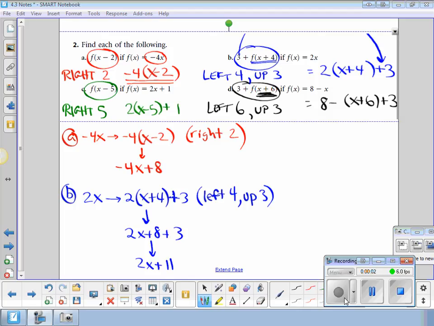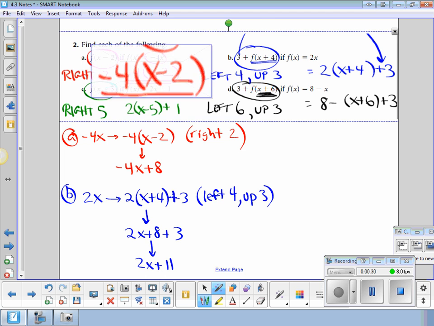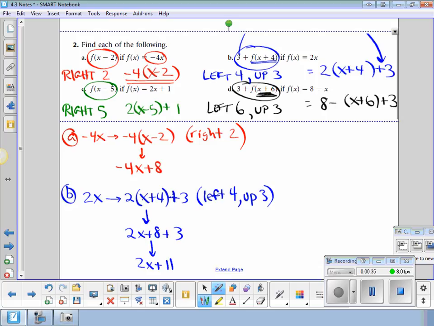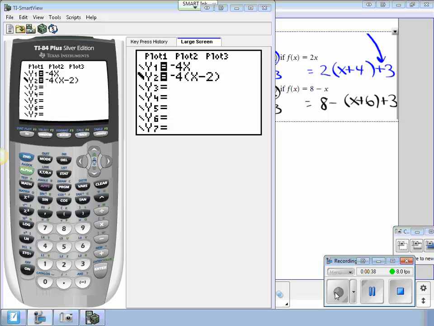Okay, this is a follow-up video to number 2 on the green worksheet for 4.3. What we did previously was we saw that this little minus 2 makes the graph negative 4x shift right 2. Let's go ahead and look at that on our graphing calculator. In y1, I want you to graph the line negative 4x. And in y2, I want you to put in negative 4 times the quantity x minus 2. I'll pause and come back when you have those in your calculator.